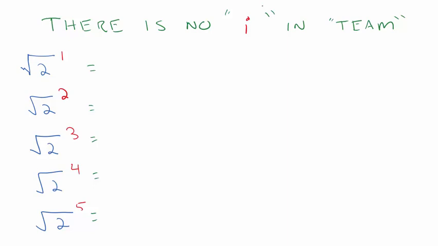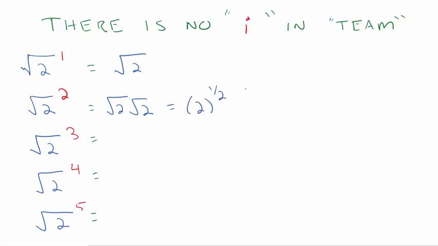All right, so now I'm going to talk about the powers of i. Before I talk about that, let me recap what you would do normally if you took the square root of 2 to the first power, square root of 2 to the second power, and so on. Then we translate that to i, and you'll see it's the same concept. Square root of 2 to the first power is just the square root of 2. Square root of 2 to the second power is square root of 2 times square root of 2. And the square root of 2 is the same thing as 2 to the 1/2 power.